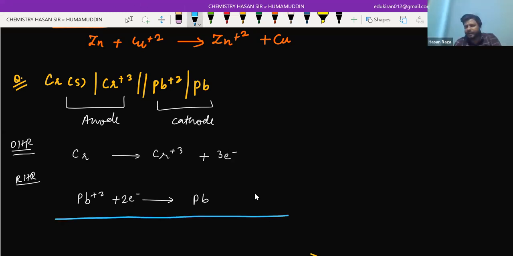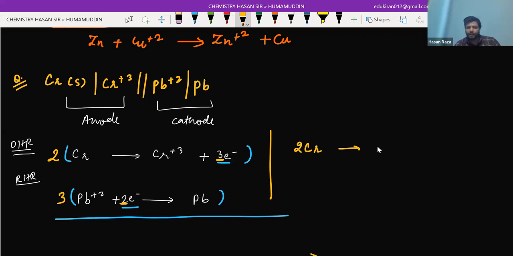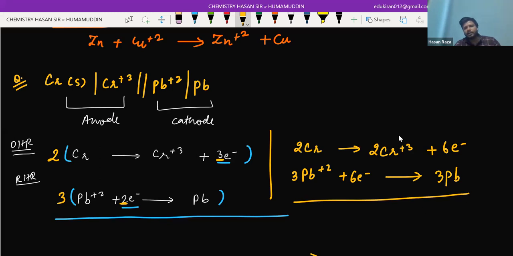Now, if you directly add them, the electrons will not be cancelled because they are not equal. So whenever the electrons are not equal, whatever is the number of electrons here, you multiply into the other whole equation, and whatever is the number of electrons there, you do the same. After multiplying you will get 2Cr going to 2Cr3+ and 6 electrons, and here 3Pb2+ plus 6 electrons going to 3Pb. Now you can see the electrons are equal and they will be cancelled easily, and then you will be able to get this.